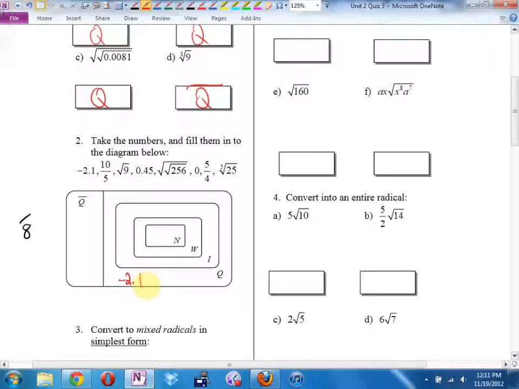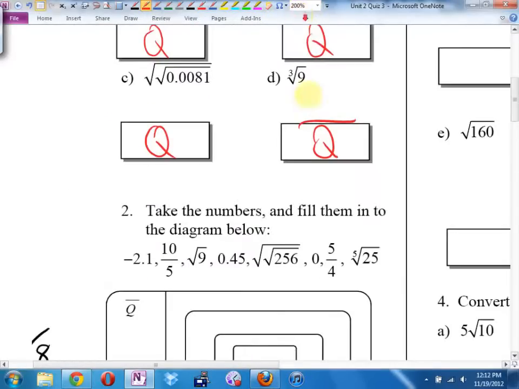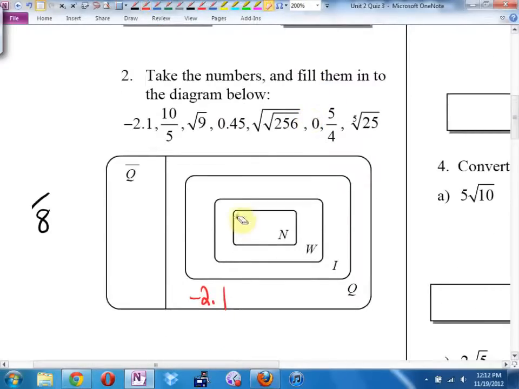10 over 5. Hey, what's 10 over 5 in lowest terms? 2. It's a 2, which really means 10 over 5 is a natural number. It fits there, except that looks like a 0 over 5. Make them separate. Hey, Mr. Dewick, do this. Good call. That was clever. Ten over 5.